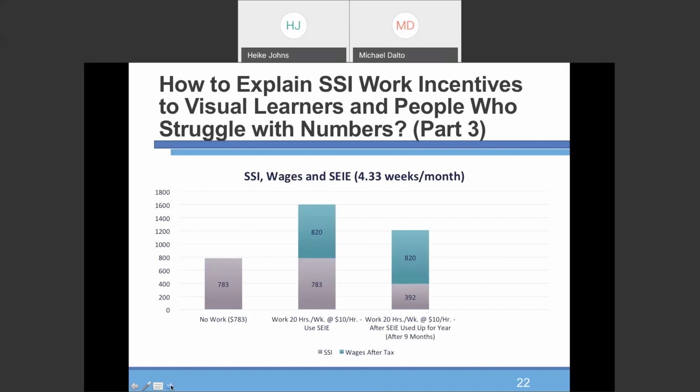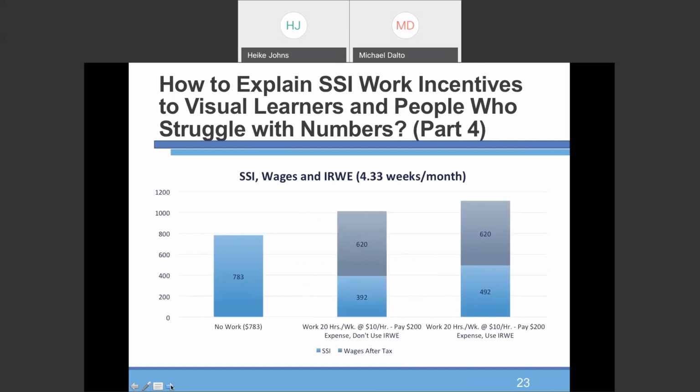But you'd also need to show them that after they're no longer eligible for the student earned income exclusion because they're no longer a student regularly attending school, or they've turned 22 or older, then they'd still have more money working 20 hours a week than not working at all. You can see they have considerably more money in column 3 than in column 1, but that they will have less money, particularly less SSI, when they're working without the student earned income exclusion than when they're working with it. Because with the student earned income exclusion, they can typically keep the full amount of SSI.